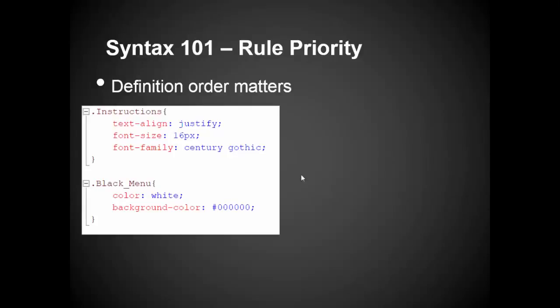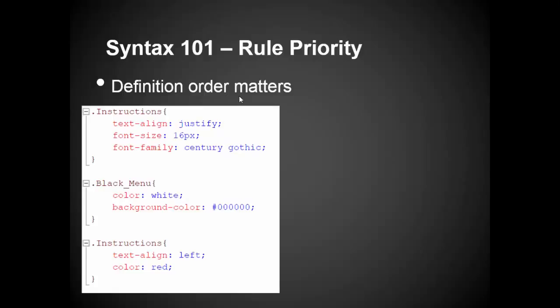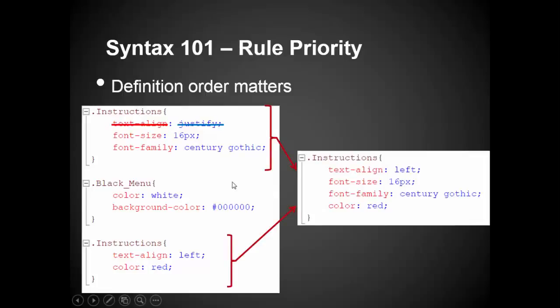Then the second thing is the rule of priority. So the definition order does matter. Imagine that we are in your project and that we build this CSS, and then later on someone comes in and adds this CSS. And notice that the first class and the last class have exactly the same selector. What's going to happen? Well, this is exactly the same as having this. So with this, we overwrote the text alignment property because we changed it from justified to left.